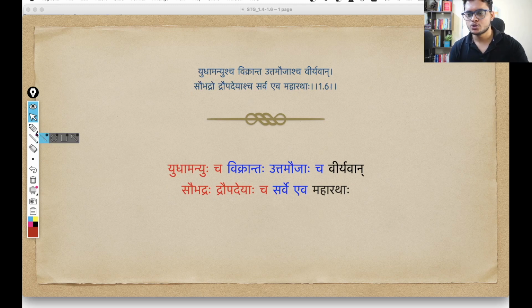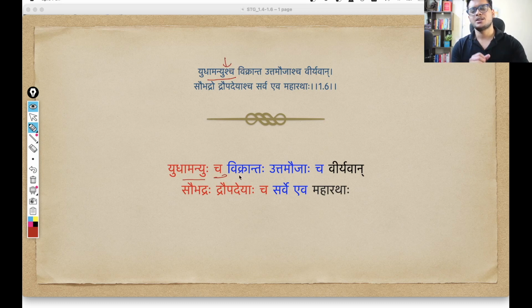Similarly, in the 6th shloka, yudhamanyu cha, and due to sandhi, this sha appears. Again, the same sandhi. You have different sandhis also in these 3 shlokas, but this is the one that is repeating most often. All of this is mentioned in the PDF file, so I'm not going to take it in the video. Please refer to the PDF file and go through all these sandhis.